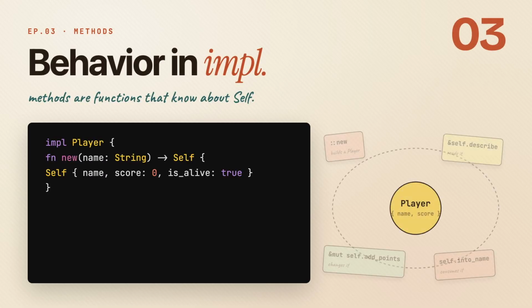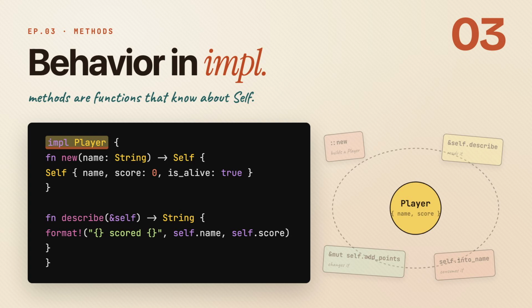Data lives in the struct, but the behavior lives in an implementation block. Everything written in here belongs to Player. The struct holds what a player is, but the implementation block holds what a player can do. Most methods take &self and describe: it borrows the player, reads its fields, and gives back a sentence. The &self is shorthand for the more verbose self: &Self. It's the same thing. You will only ever see the short form in real code.